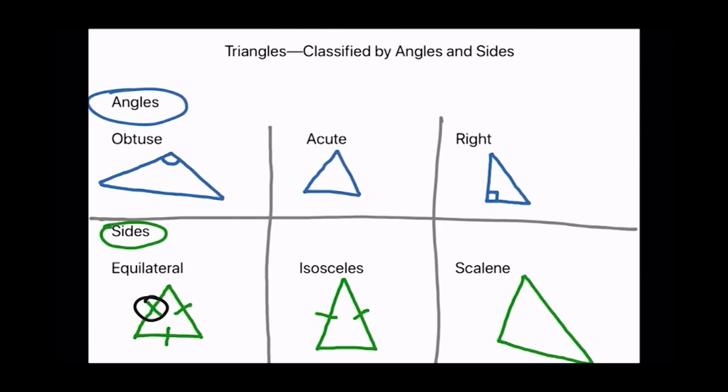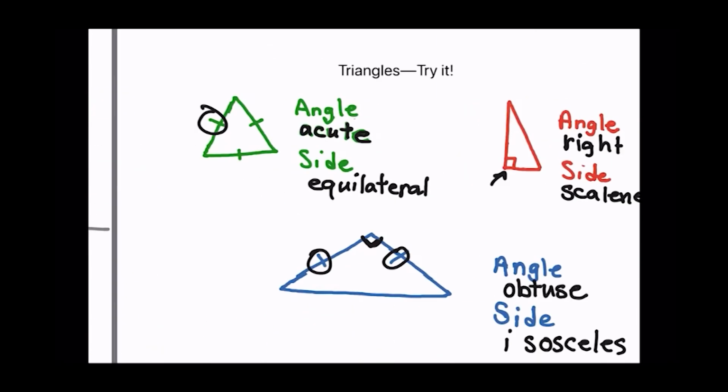Let me go back to that page. That you have angles: obtuse, acute, and right. And then for sides, you have equilateral, isosceles, and scalene. So it takes a while to memorize these, and you need to look at them a few times to lock it in your brain, but it's definitely a good idea so that you can better classify triangles.